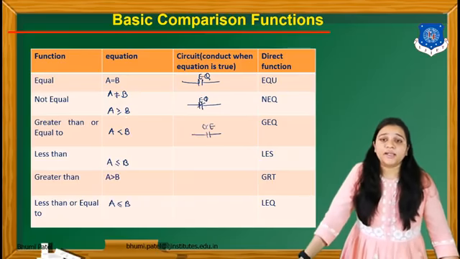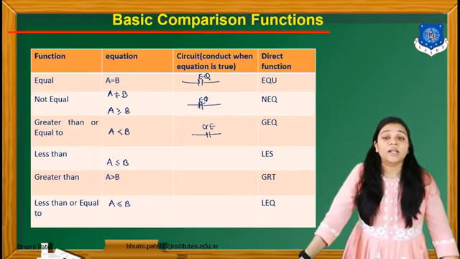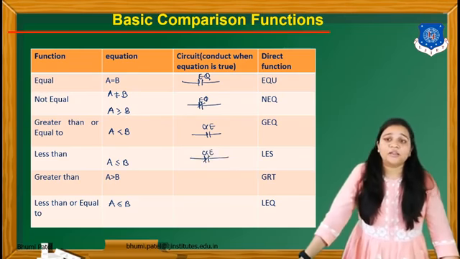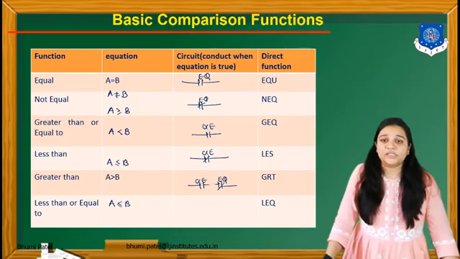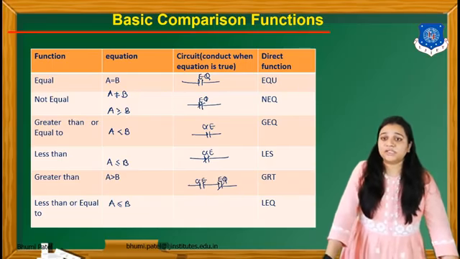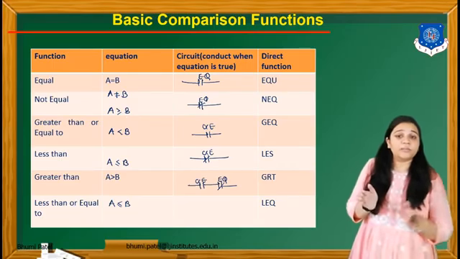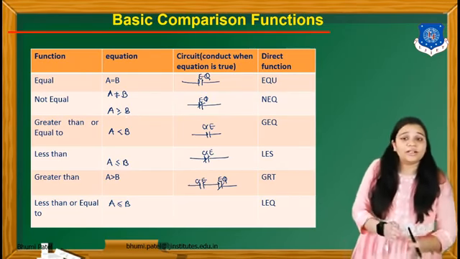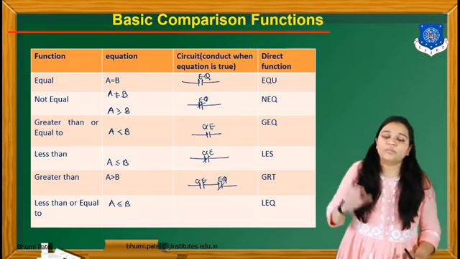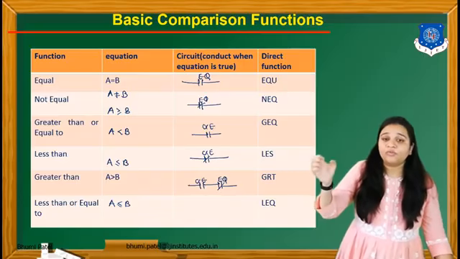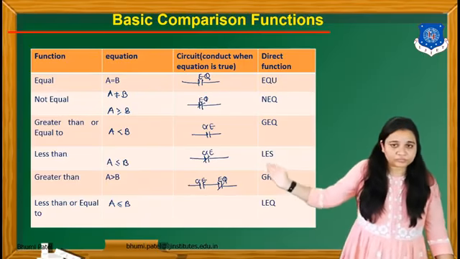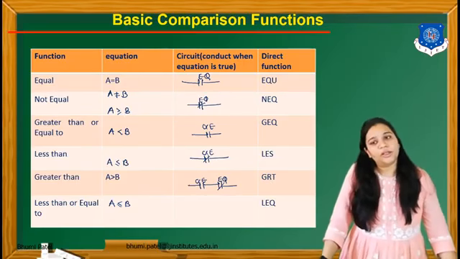Now for greater than or equal to, we use the direct function GE. For less than, if greater than or equal to is not true, then that number is always less than the other number. So this is the circuit diagram for less than. For greater than, the number is greater than or equal to, but not equal, so the number is only greater than the other number. So greater than or equal to will be a normally open contact and equal to a normally closed contact.